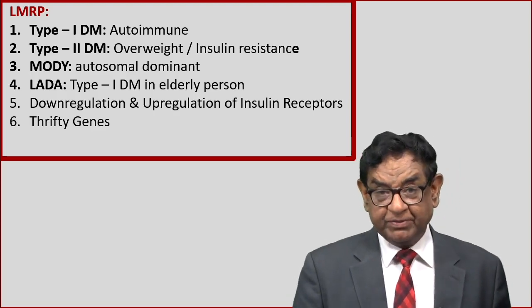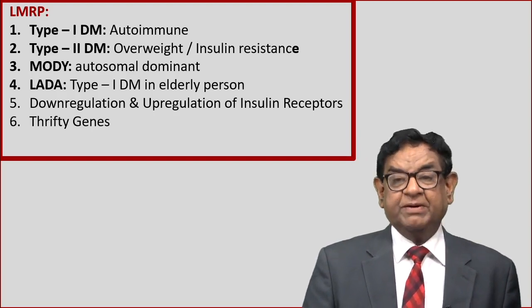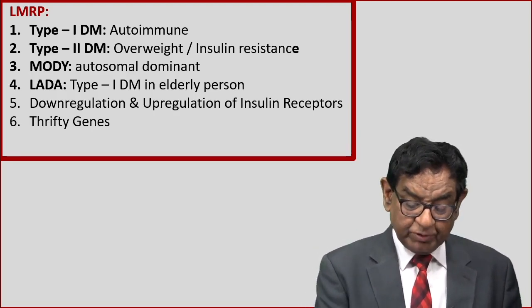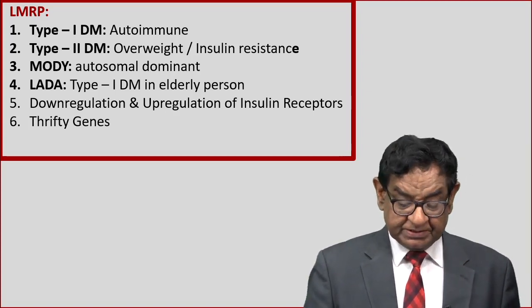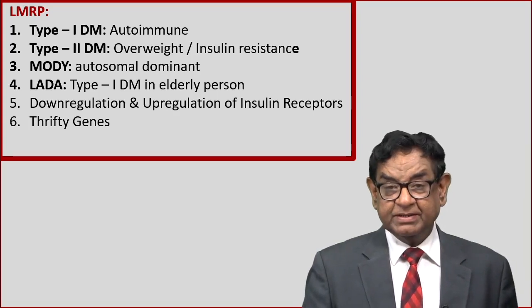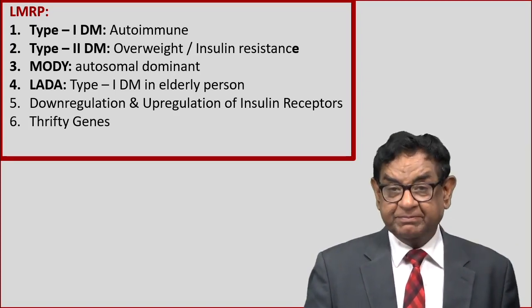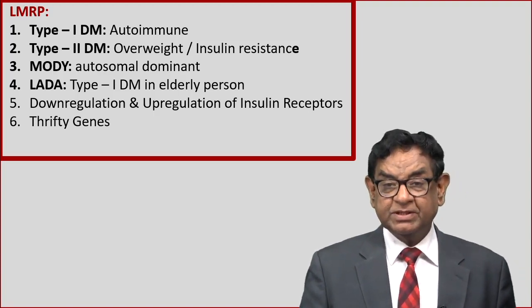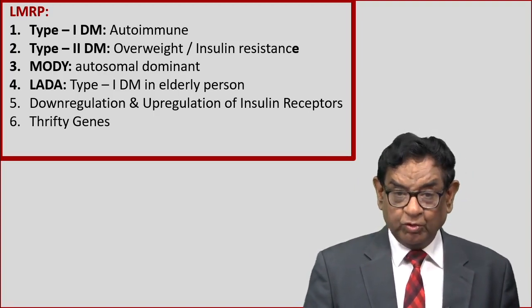So a quick recap, the last minute revision points of what we learned in this lecture. We have type 1 diabetes, autoimmune. Type 2 diabetes, overweight, insulin resistance. MODY is autosomal dominant type 2 diabetes. LADA is type 1 diabetes in elderly persons. Down and up regulation of receptors is due to the insulin receptor problem, and the thrifty gene is concerned with overeating.